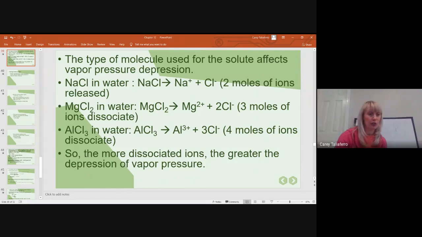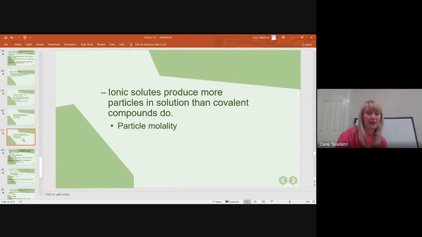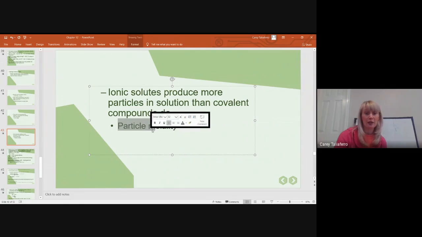So sometimes in these problems, you'll solve for molality of the solution, but then you actually have to multiply it by a factor of 2 or 3 or 4 even, depending on the ionic compound that dissociated, because you actually need to get the particle molality as opposed to the molality of the entire thing. I'll show you what that means in one of these problems. There's an example of that.